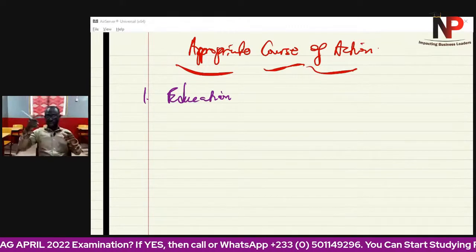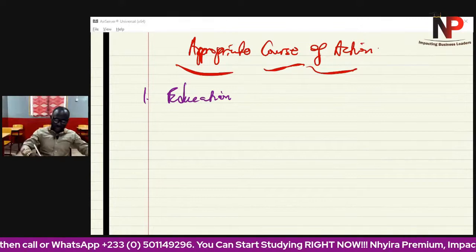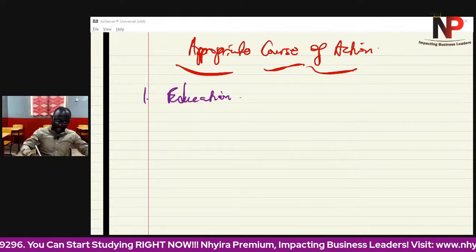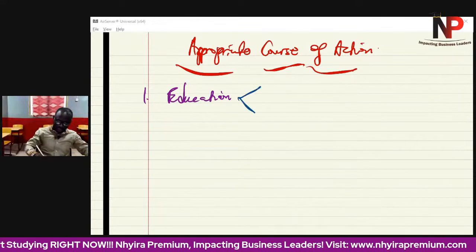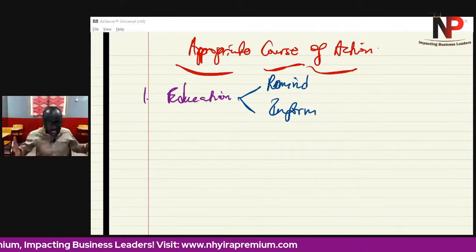Now, let me explain this very well. Education means comes from two sources. Either we are going to be reminding somebody or we are going to be informing them about something. So what does that mean?